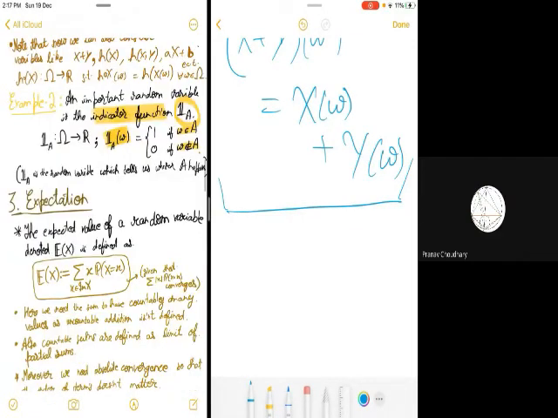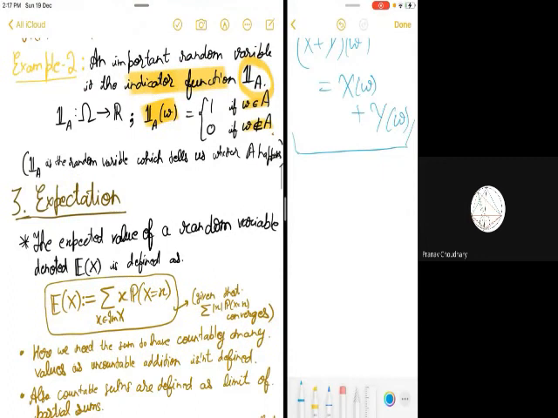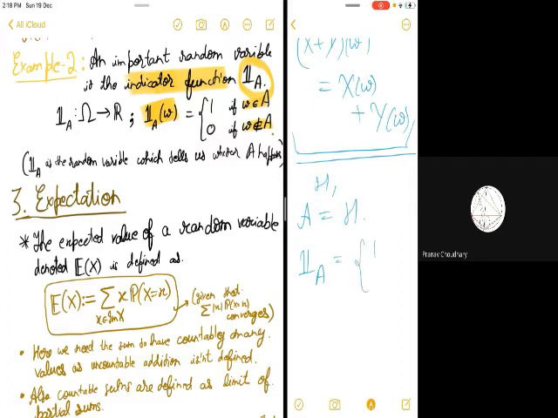Yeah. Okay. So just to give an example, suppose we have a single coin toss, and we define A to be the event that heads appears. Then the indicator function 1_A is 1 if our outcome is heads and 0 if our outcome is tails.